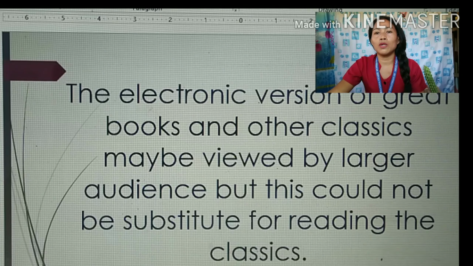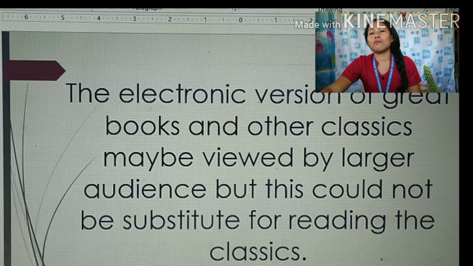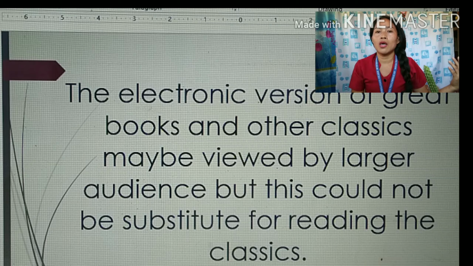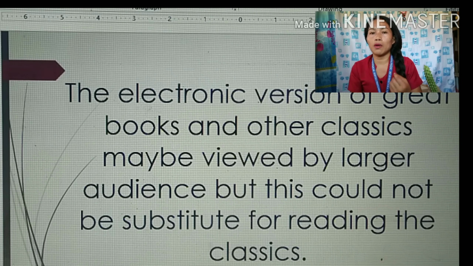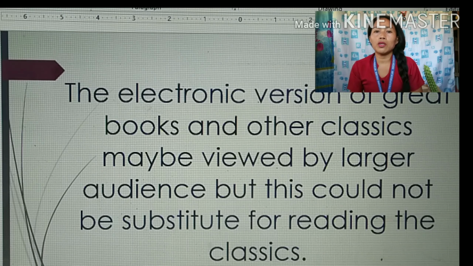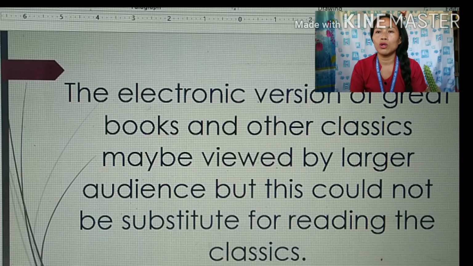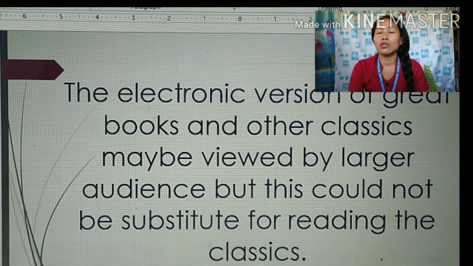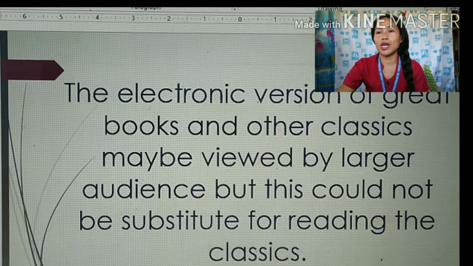Perennialist teachers believe also that electronic versions of great books and other classics may be viewed by a larger audience, but this could not be a substitute for reading the classics. Yes, because electronic books can be passed from one person to another, but those are not the best for late night reading. Of course, gadgets or digital screens can harm our eyes, especially when we read at night. It can suppress the brain's production of melatonin and make it harder to fall asleep. So many people nowadays, because they are always facing gadgets, find it hard to sleep since their eyes are used to having lights. So paper books are healthier, especially for nighttime reading or studying. So that is advisable.